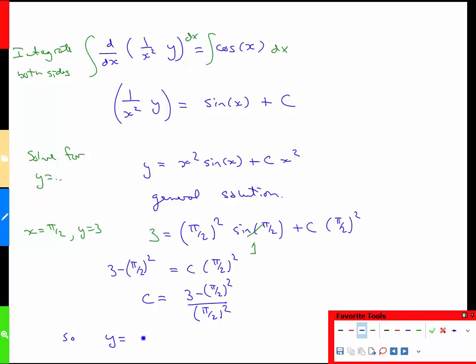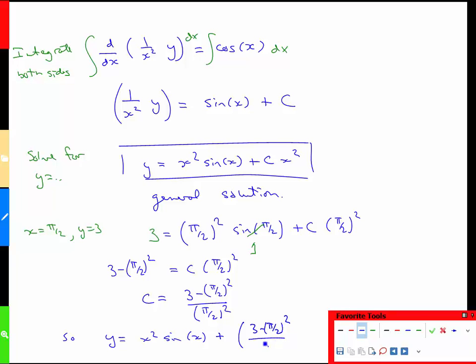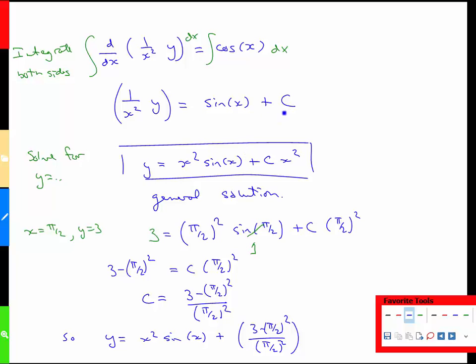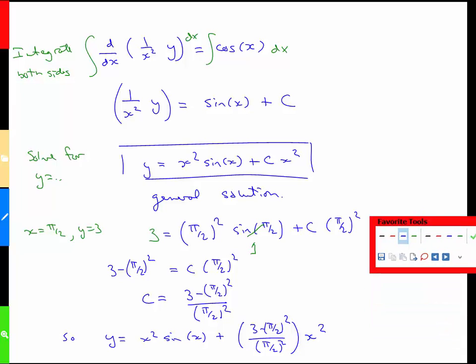So y equals x squared sine of x, going back to this form here, but with the c value filled in. There's our c. And that was c times x squared when we were done. And that gives us the particular solution to our differential equation. And that's it.